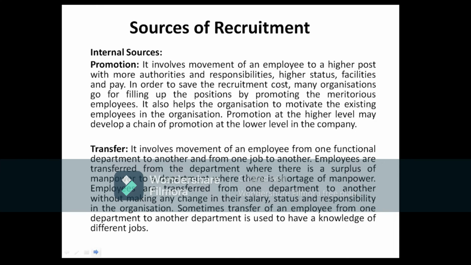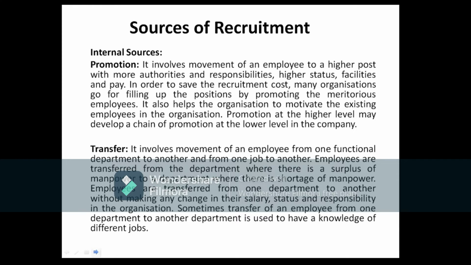Now we come to the point, sources of recruitment. Basically, students, there are two types of sources of recruitment in organizations. Number one is internal source and the second one is external source. Internal sources of recruitment are those where the organization fills up vacancies with the help of internal people, the existing employees, either through transfer or through promotion.